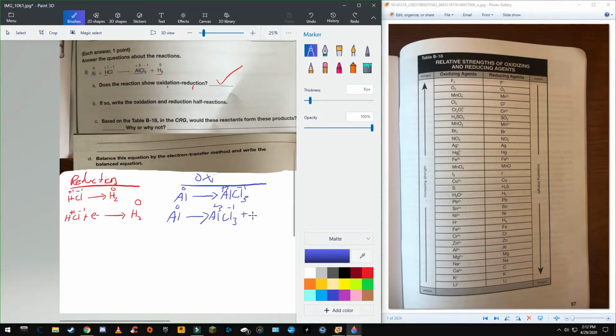We said it gains 3 electrons, so it should be plus 3 E negative. That's it. And there you go. You got your reduction half reaction and your oxidation half reaction. There you go. That simple.